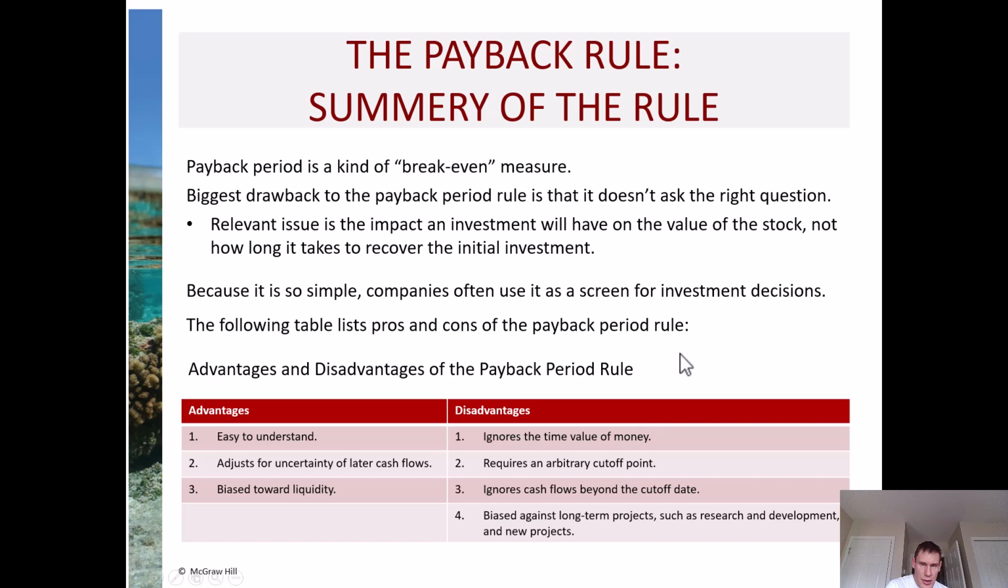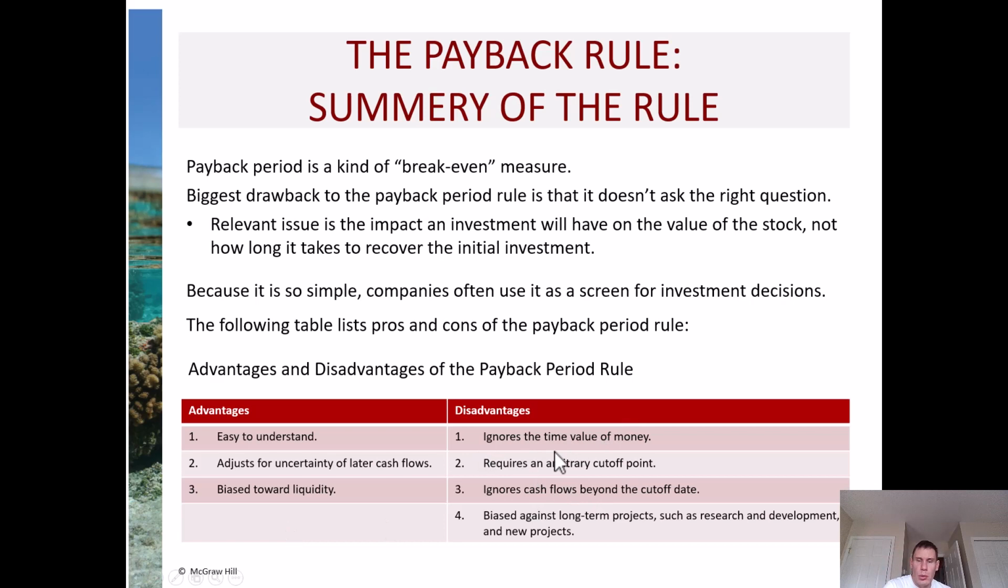And then we've got some pros and cons of the payback rule listed down here. Advantages: it's obviously very easy to understand. It adjusts for uncertainty of later cash flows. It basically just says, we're just going to assume you don't get them. It's biased towards liquidity. Again, think about money in the here and now.